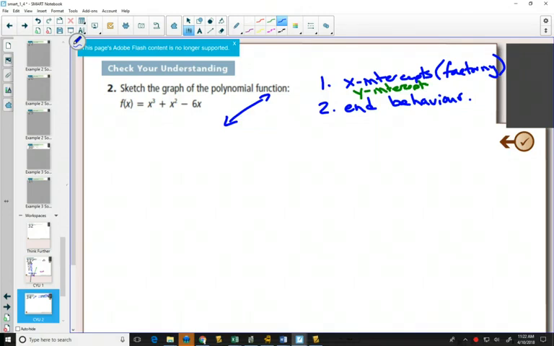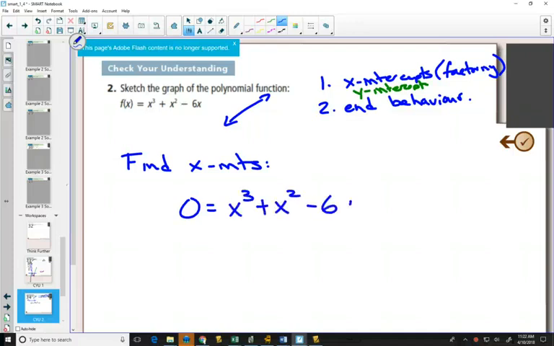Now to sketch the rest of the graph, we want to find our x-intercepts and our y-intercepts. How do you find x-intercepts? Well, you set y equal to 0, and then I just have to solve. How do we solve when we make something equal to 0? The best way is to factor. This is where what we learned in sections 1.1 and 1.2 with the factor theorem, the remainder theorem, and synthetic division is going to come into play.